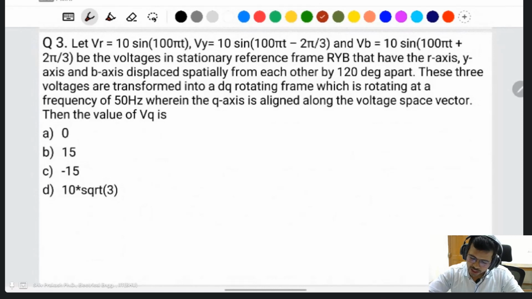I think this question is the same; it was asking about the Vq. The frame will be rotating at the same frequency, 50 hertz. Then what is the value of Vq? Vd is 0, because this is related to the previous question, where we calculated Vd and Vq.